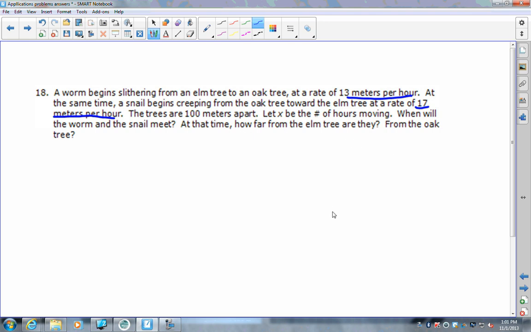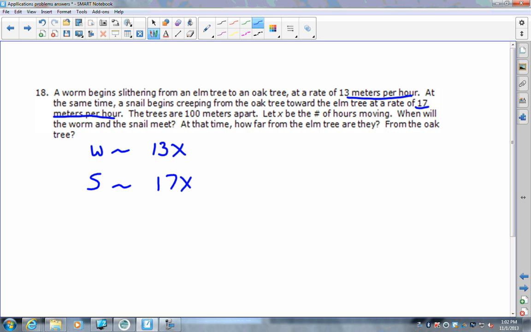Okay, so they said x equals the number of hours it's moving. So I've got the worm. That one's moving 13 meters per hour. So x is the number of hours. The snail is moving at 17 meters per hour. And the trees are 100 meters apart.